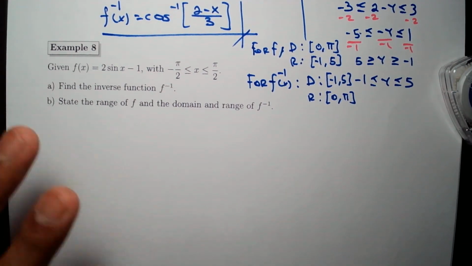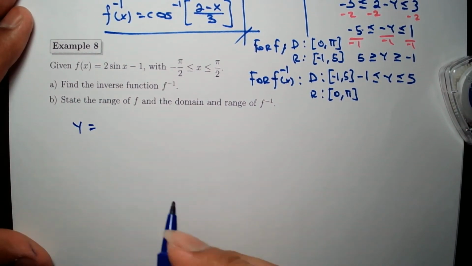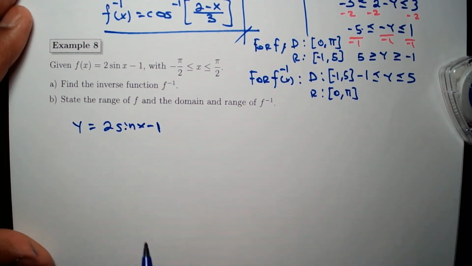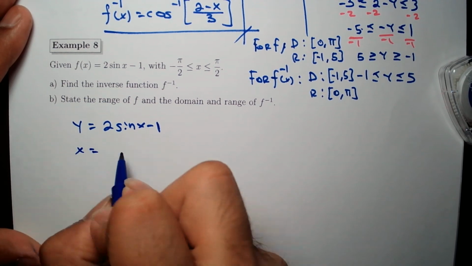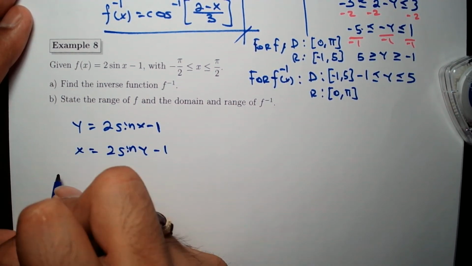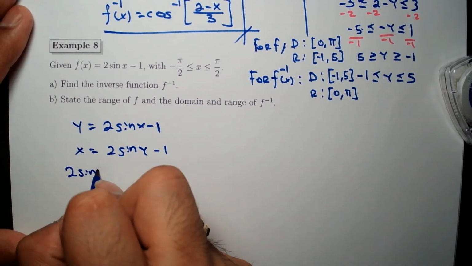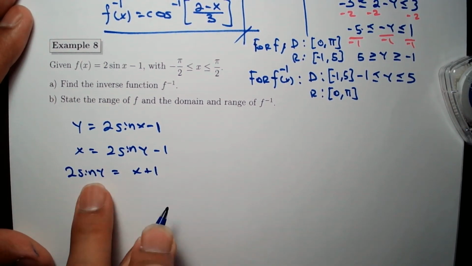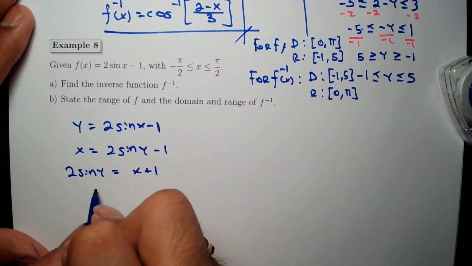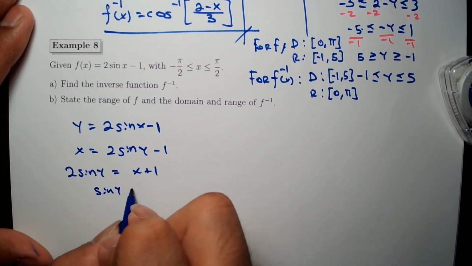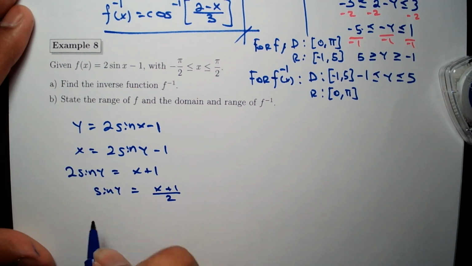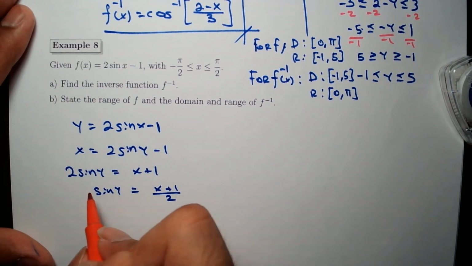Let's do another very quick example. y equals 2 sine x minus 1. And interchange. So 2 sine of y equals x plus 1. So what we want is to solve for sine. So we can, in the end, do the inverse sine on both sides.